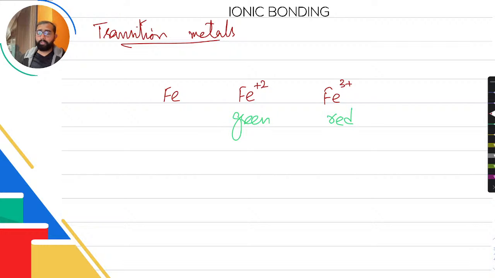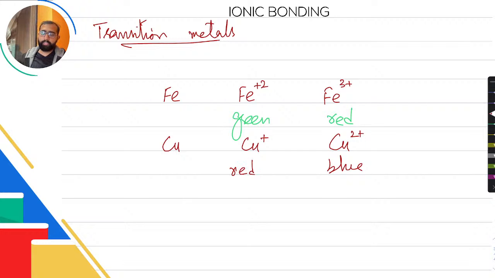All right, now what about copper? Copper is also a very useful transition metal. So copper goes copper 1 and copper 2. And copper 2, when you check it in the lab, it goes blue and copper 1 goes red.